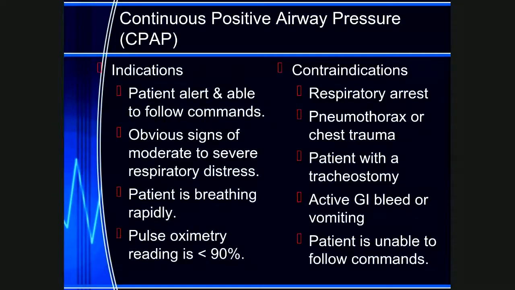Some indications of use for positive pressure or airway CPAP. The indicators: the patient must be alert and able to follow commands, must have obvious signs of moderate to severe respiratory distress, the patient must be breathing rapidly, and the pulse oximetry reading must be less than 90%. Those are the indications.